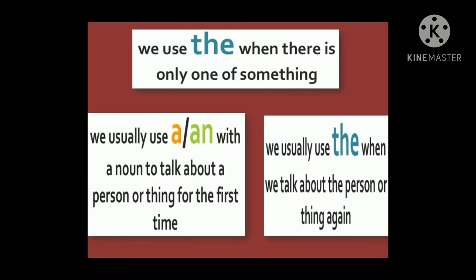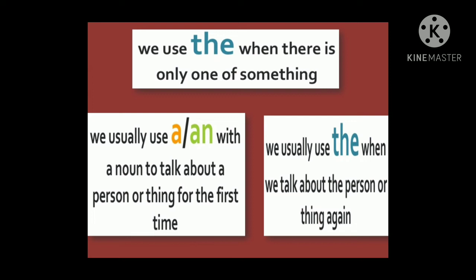Some rules of using the. We use the when there is only one of something, or when it is a universal or celestial body which is always one. Sun is one, earth is one, and though stars are many, the moon is one, right? So that way we use the in front of them.